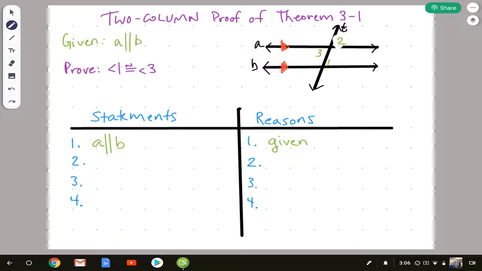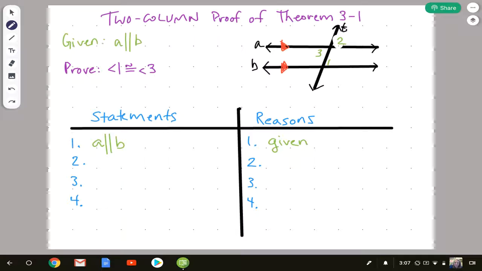Alright, so I need to look at what I'm trying to prove and think backwards. Sometimes that helps. If I'm trying to prove that angle 1 is congruent to angle 3, I cannot use theorem 3.1, which tells me that alternate interior angles are congruent. I can't use that. So I have to use other things that I know from other postulates or theorems, or from things that I've learned in other sections.